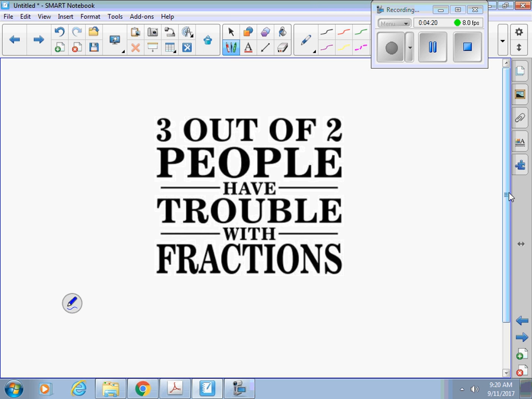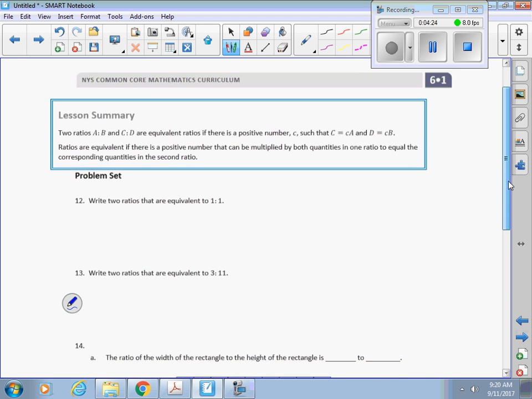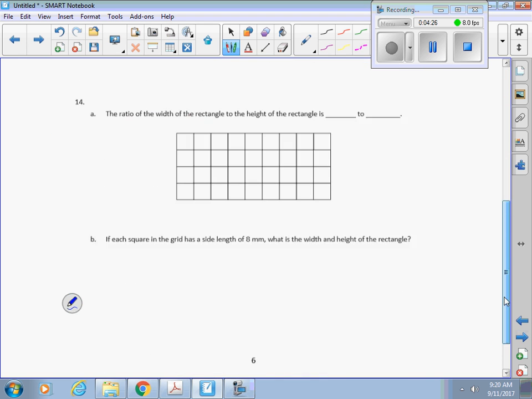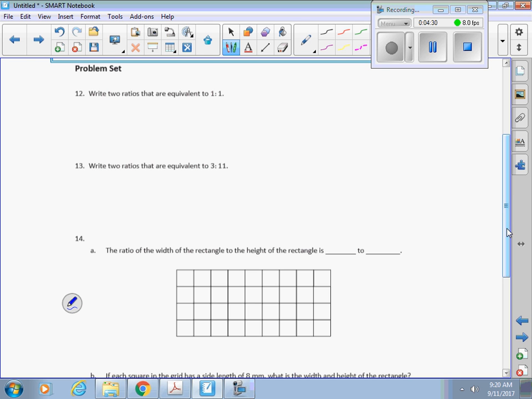Haha. All right, moving on to the module now. We had some homework from yesterday. It was on page 6, so let's quickly go through that. Number 12 says write 2 ratios that are equivalent to 1 to 1.